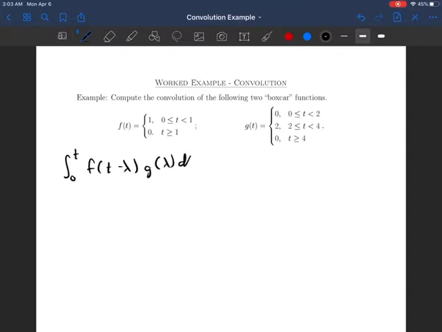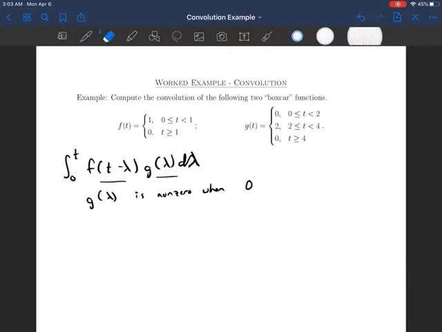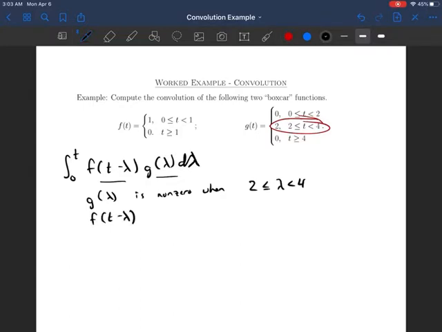Again, this is our function. We're going to be doing the convolution integral. So I'll write it down one more time for good measure. f of t minus lambda, g of lambda, d lambda. Okay, so thinking about where these things are defined. So when is the product going to be equal to something other than 0? So g of lambda is non-zero when lambda is between 2 and 4, right, from the definition. Right, that's what we get from right here.